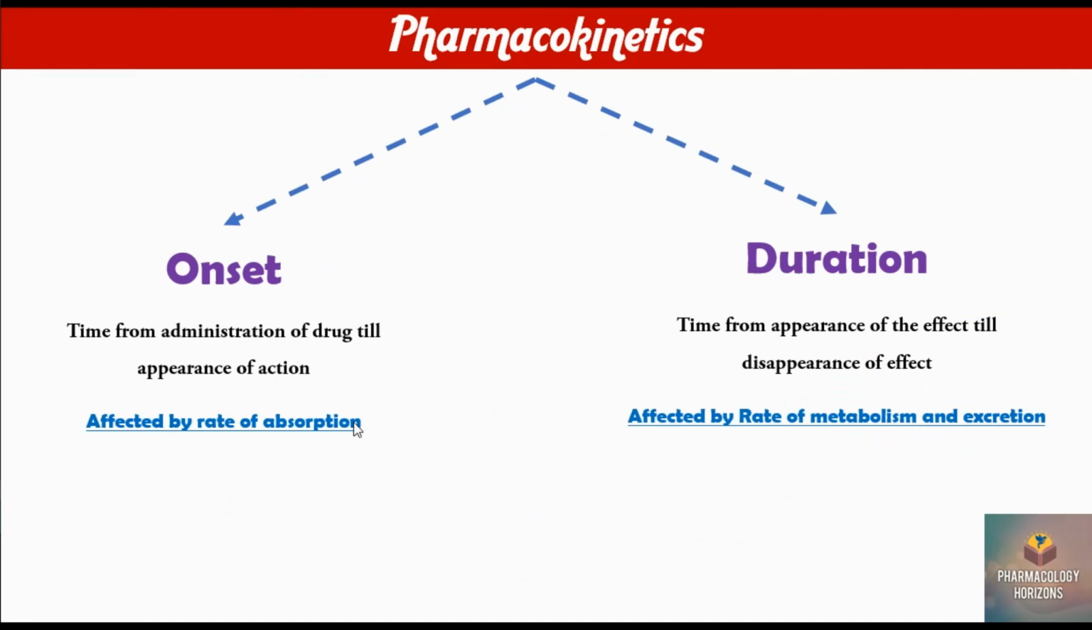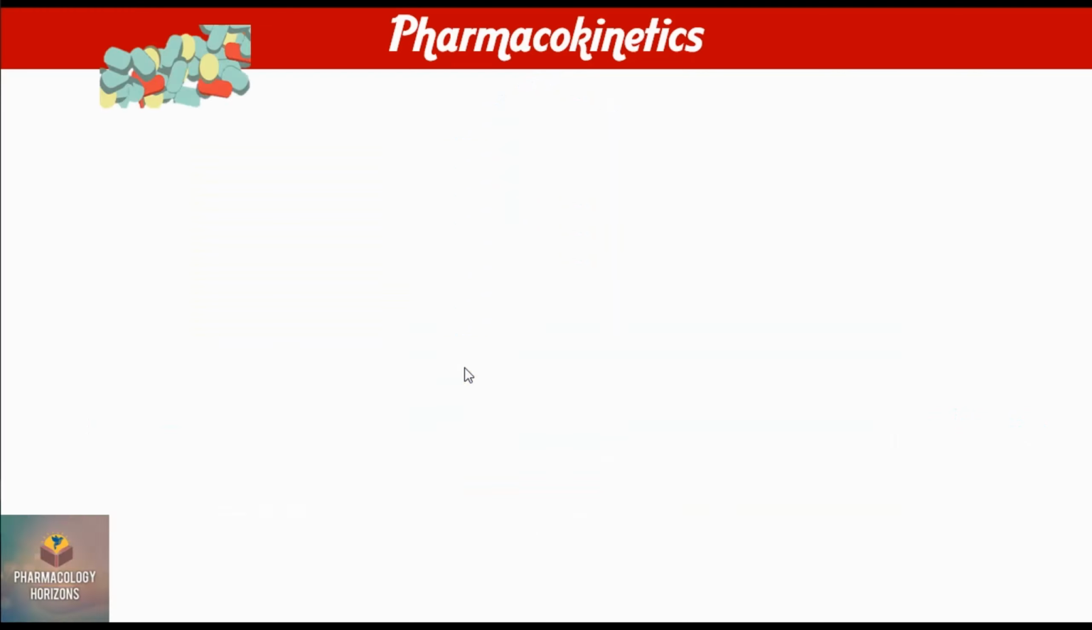Absorption here, guys, means the movement of the drug from the site of administration towards the blood, or reaching the blood circulation. The other term we will know about from pharmacokinetics is duration, which is the time from appearance of the effect till disappearance of the effect, which is affected by the rate of metabolism and excretion. And we will know the definition of these words later. However, to know more about drug kinetics, it's better understood from the following curve.